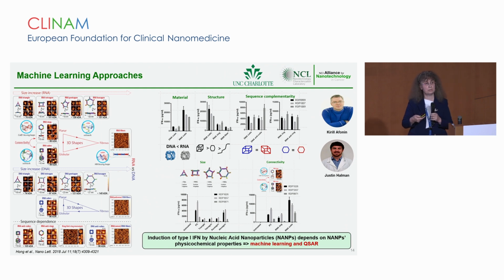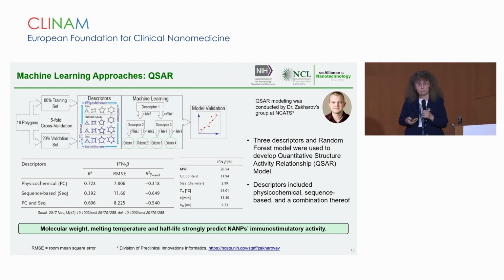Next, we wanted to see if we can accumulate and connect physicochemical properties and immunological studies and use this data for machine learning to develop a quantitative structure-activity relationship model. To achieve this, we reached out to Dr. Zakharov at the National Center for Advancing Translational Sciences at the NIH. Alex and his team used a random forest model, and they focused on one type 1 interferon, interferon beta, and came up with a QSAR model that uses molecular weight, melting temperature, and half-life of nucleic acid nanoparticles to predict the induction of interferon beta.